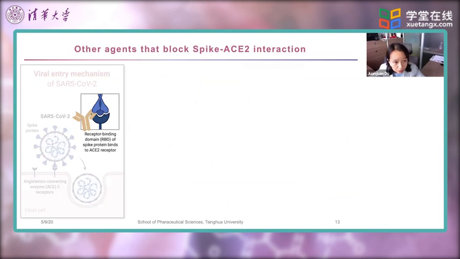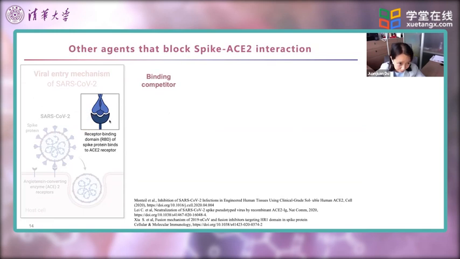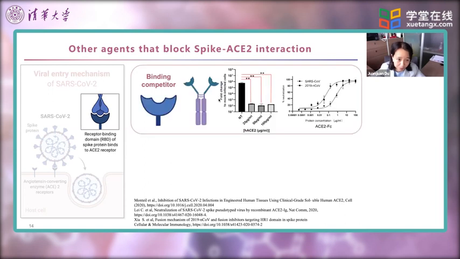Okay, now we talked about the neutralizing antibodies that bind to the spike protein. So does it have to be an antibody? Does anything else bind to the spike protein? The answer is yes. We all know that the ACE2 receptor binds to the spike protein. So we can also use a fragment of the ACE2 receptor to compete with the S protein. These are called binding competitors.